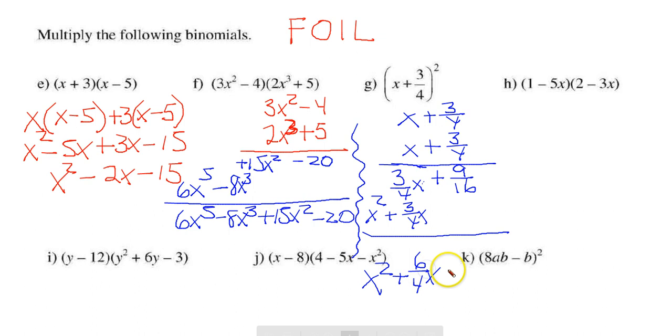4th x plus 9/16. Now, theoretically, this is the correct answer, but notice this can be simplified. So theoretically, you should write it this way: x squared plus 3/2 x plus 9/16.